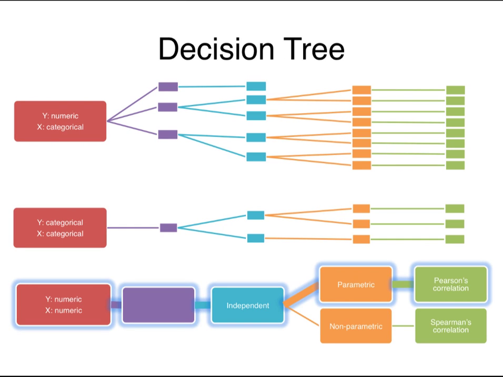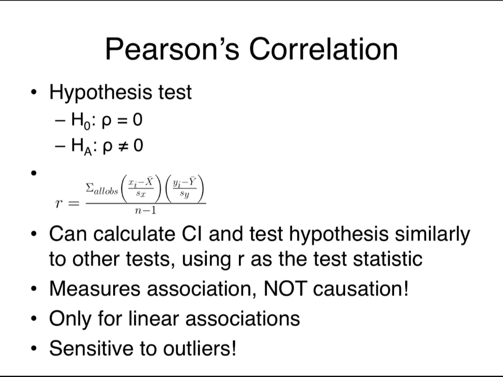So first we'll discuss Pearson's correlation, a parametric measure of linear association between two continuous variables. Pearson's correlation ranges from -1 to +1, where values close to +1 indicate a positive association, which means that an increase in one variable is associated with an increase in the second variable. Values close to -1 indicate a negative association, meaning that an increase in one variable is associated with a decrease in the other variable. And values close to 0 indicate a weak or no linear association.